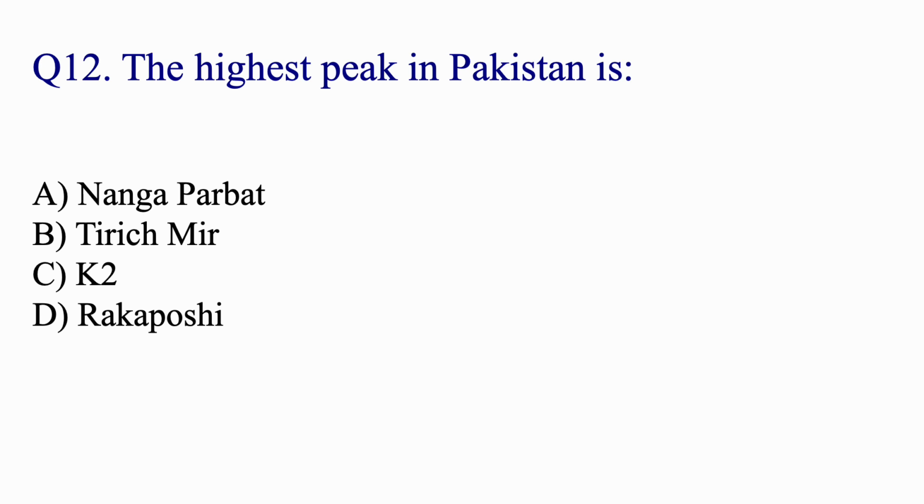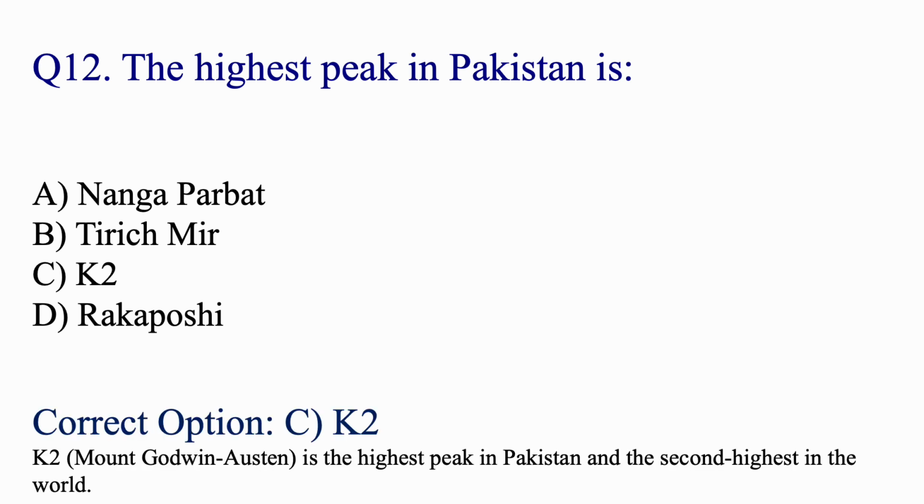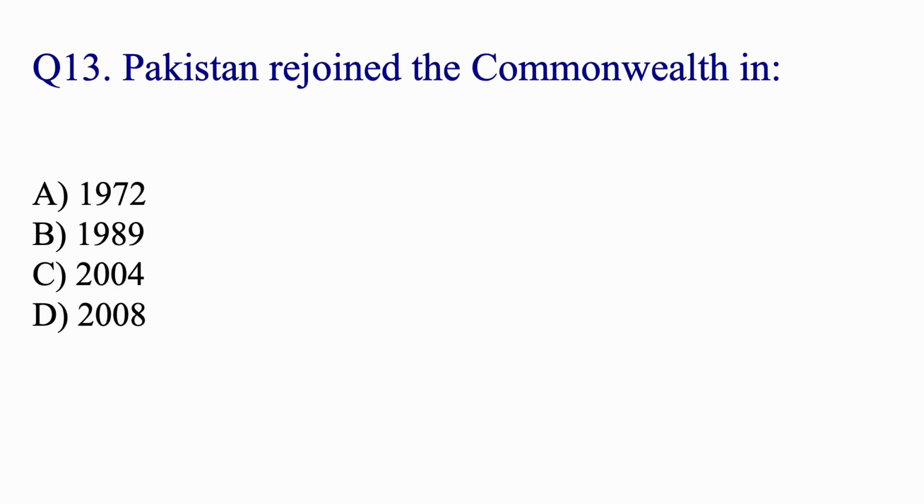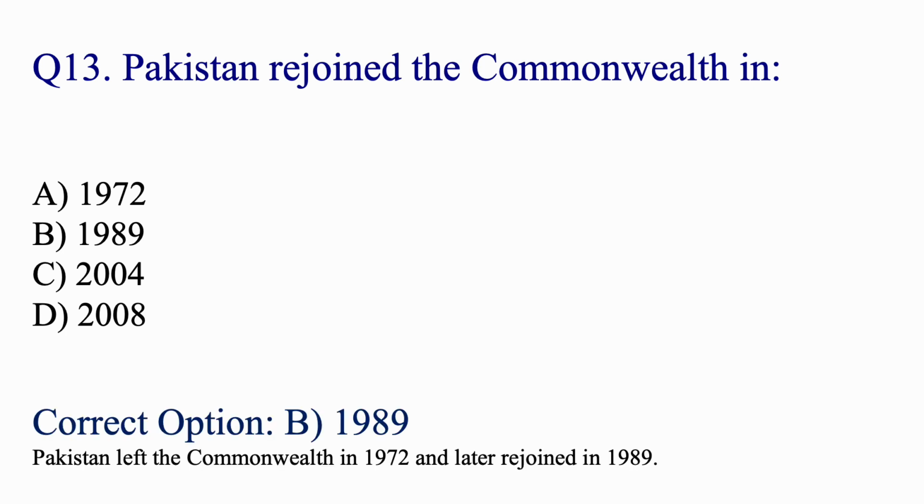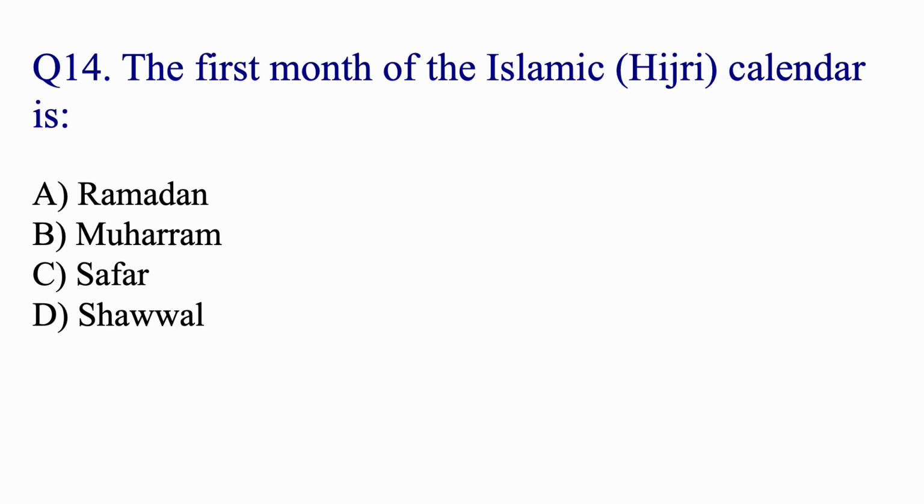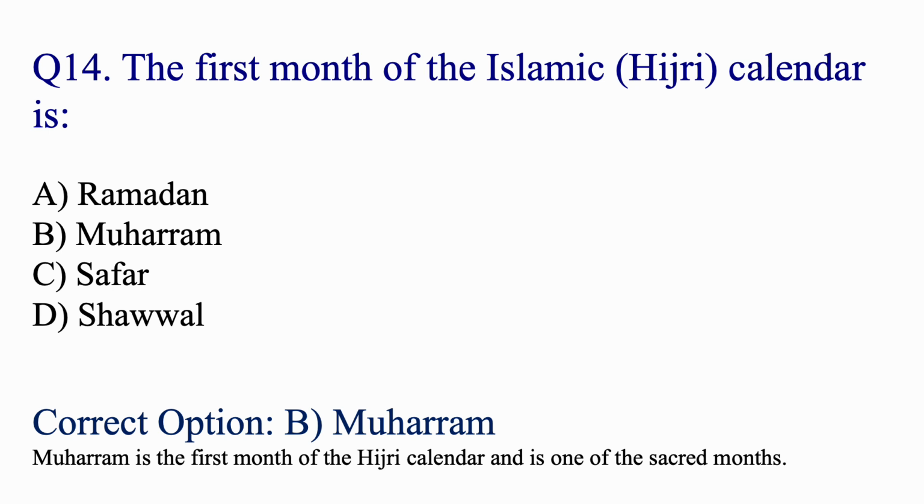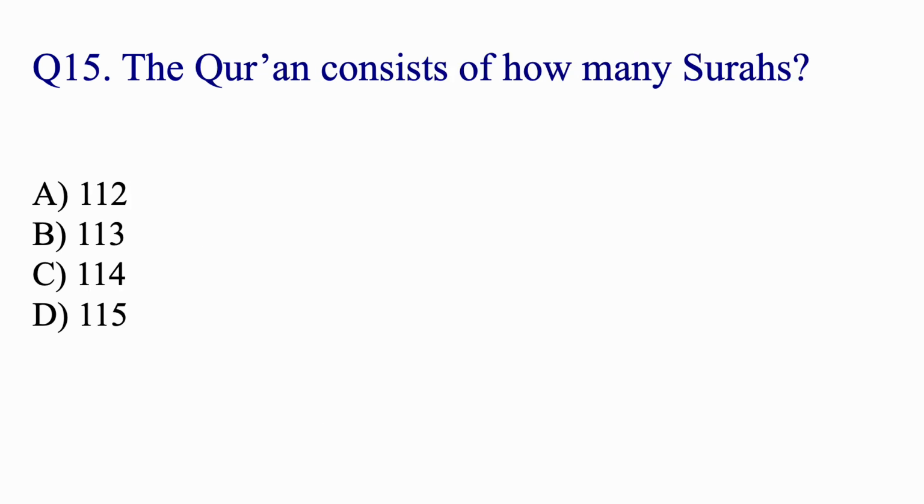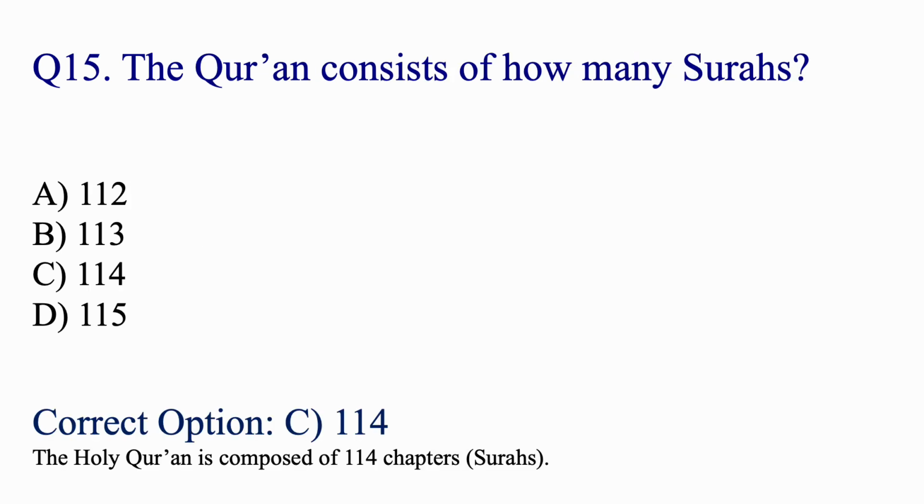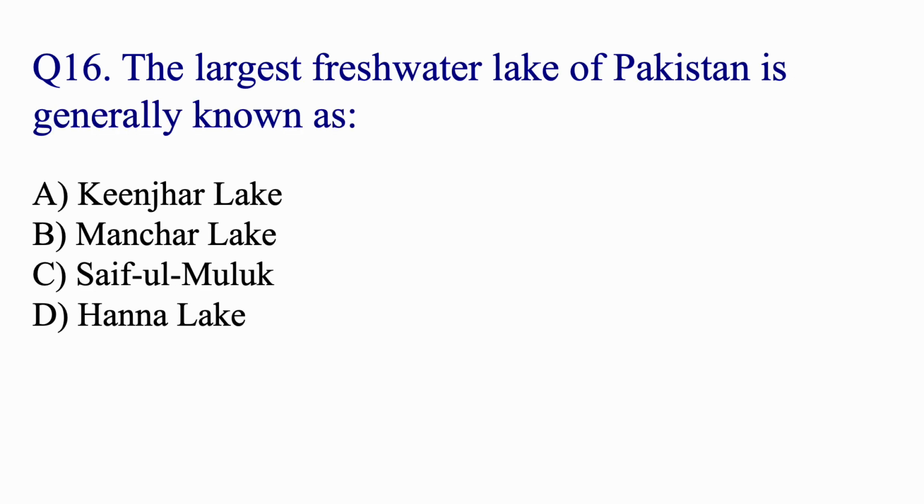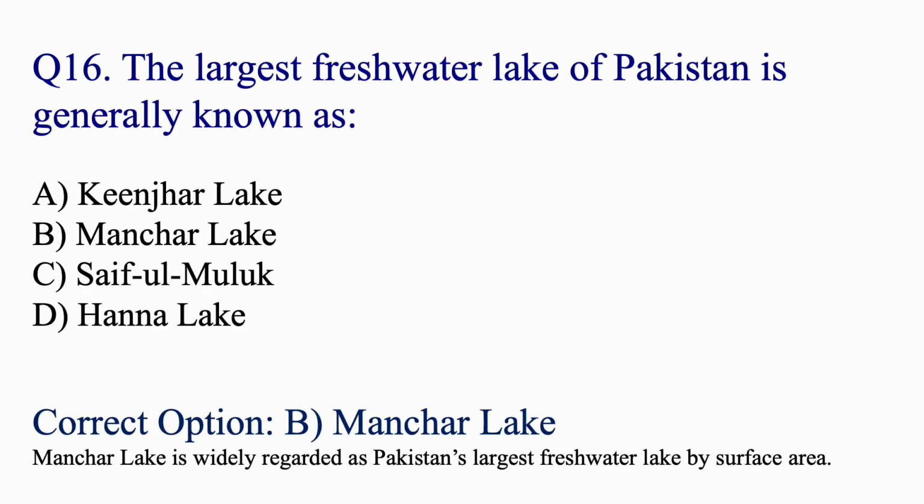The highest peak in Pakistan is K2. Pakistan rejoined the Commonwealth in 1989. The first month of the Islamic Hijri calendar is Muharram. The Quran consists of how many surahs? 114. The largest freshwater lake of Pakistan is generally known as Manchar Lake.